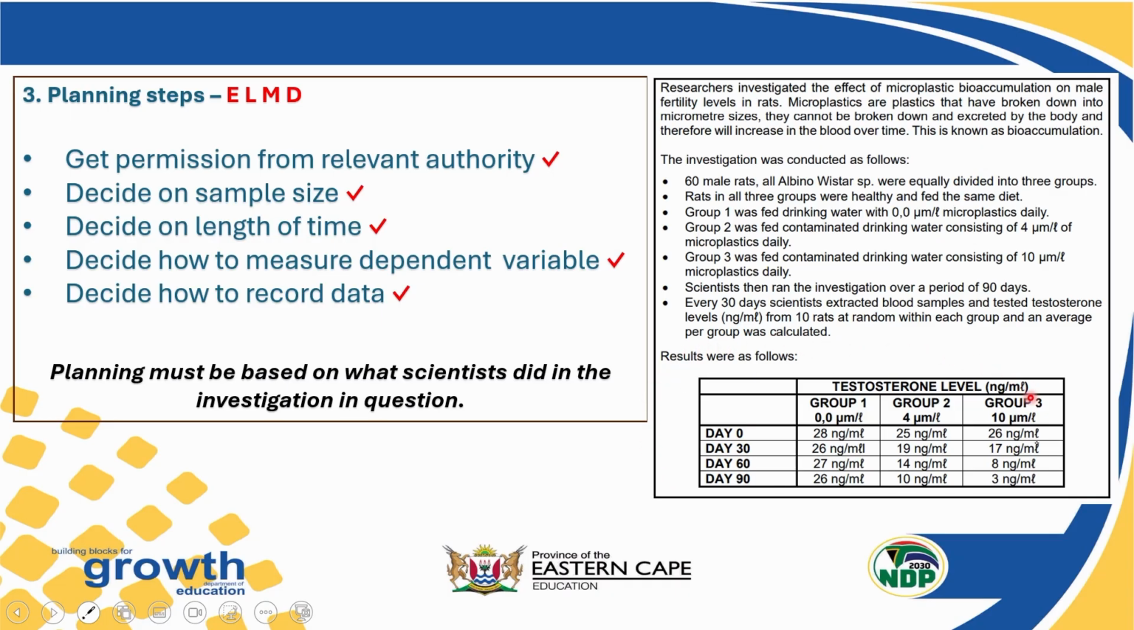We also needed to decide how to record this data. From looking at this investigation, the scientists decided to record this data in a table, where they recorded the amount of microplastics plus the testosterone levels over the period of 90 days. And lastly, scientists needed to collect the equipment for this investigation. They needed to have the equipment with which to measure the amount of testosterone that is in the rat's blood. Right, now it's over to you.